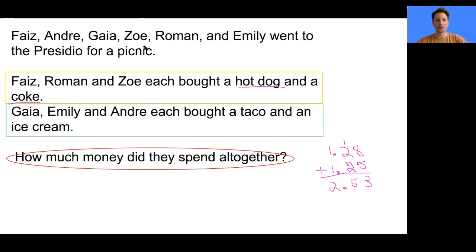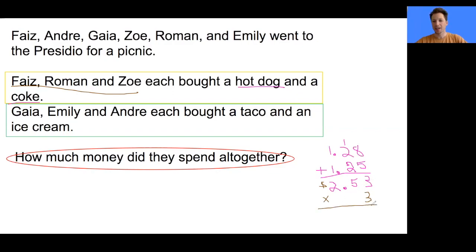We're going to switch to a different color. And it says that these 3 people bought this one order. This one order cost $2.53. So what I have to do here is take this one order, multiply it by 3 for 3 people. Here we go.